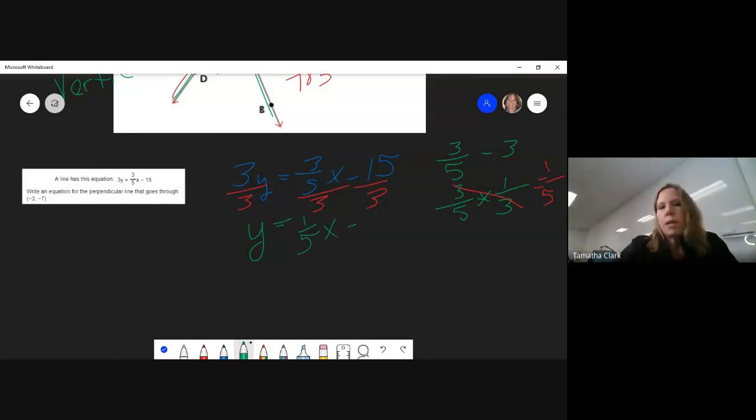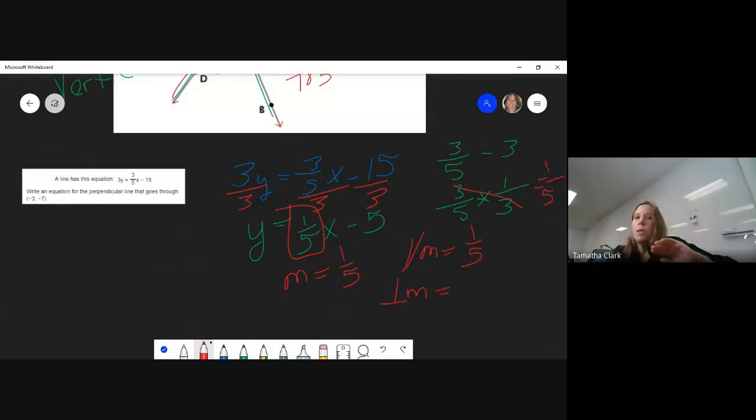x minus 5. All right, so we want to write an equation that is perpendicular. So that's the part where we need to look at only our slope. Our slope for this equation was 1/5. If it were asking for a parallel slope, it would also be 1/5. But in this case, they want the perpendicular. So if it's perpendicular, it's going to be opposite and flipped. So it's a negative reciprocal.